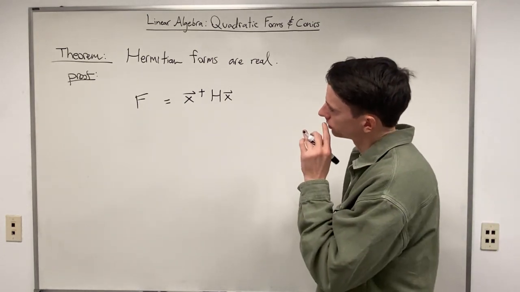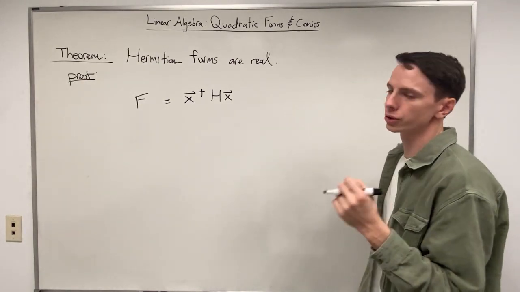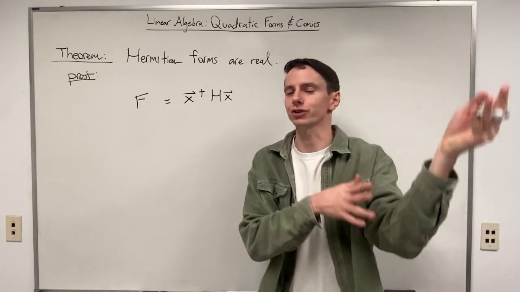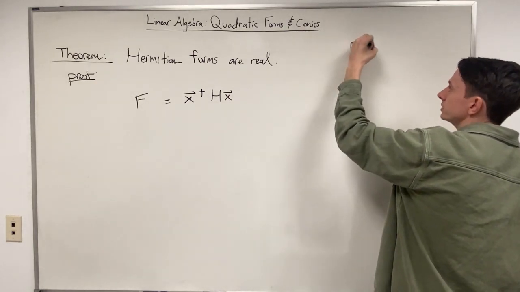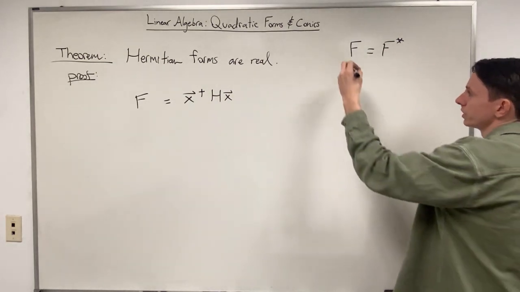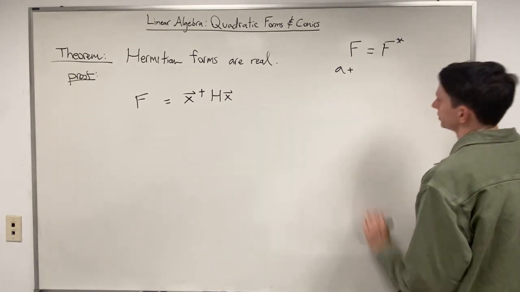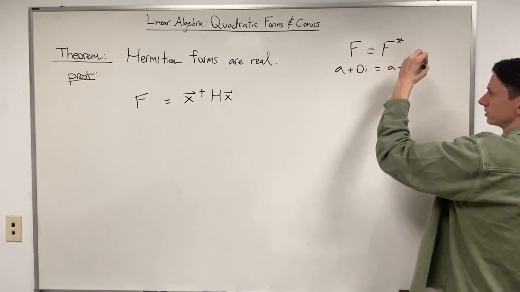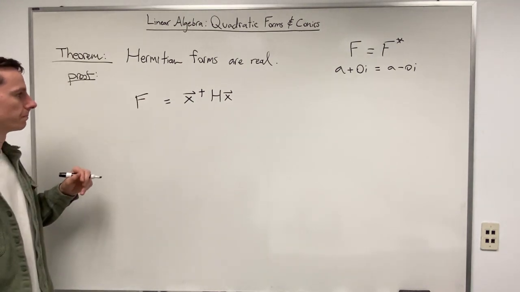Now, the way that we're going to prove that this quantity f right here is real is we're going to show that it's equal to its own complex conjugate. I wanted to say complex conjugate transpose, but the important part is its complex conjugate. Or in other words, we're going to show that f is equal to f star. Of course, the reason being because if f is a plus 0i, that will equal a minus 0i. So that's going to be the condition.